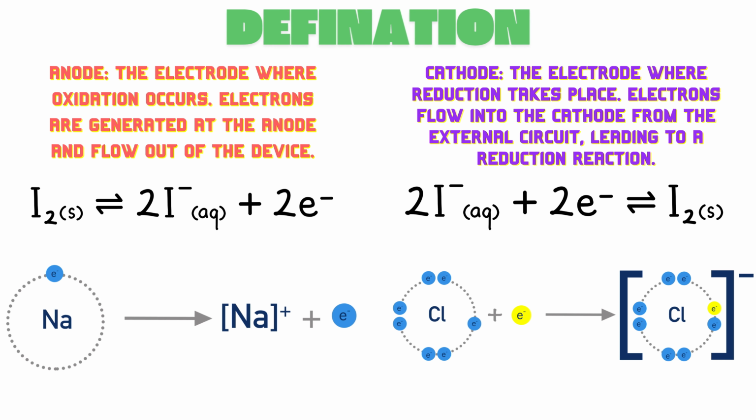Anode: the electrode where oxidation occurs. Electrons are generated at the anode and flow out of the device. Cathode: the electrode where reduction takes place. Electrons flow into the cathode from the external circuit, leading to a reduction reaction.